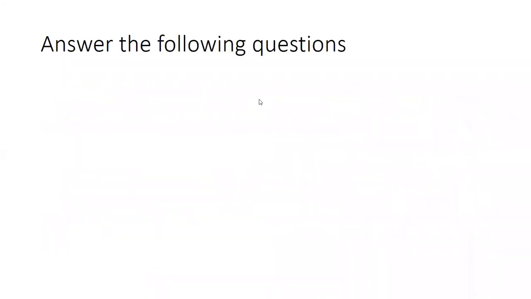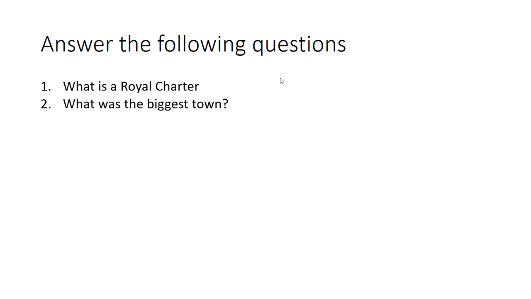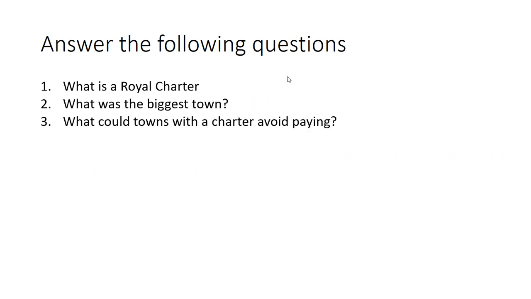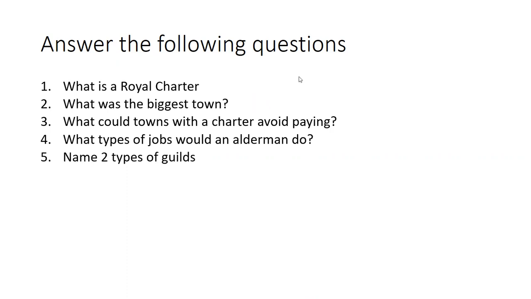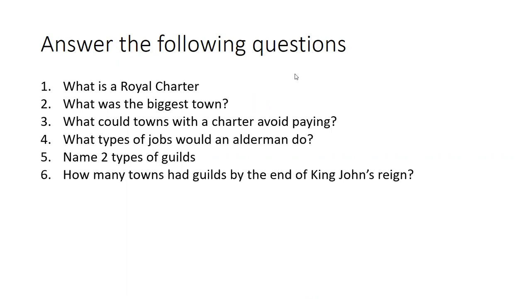Now, here are some questions based on the last few slides that you can answer if you pause the video. What is the Royal Charter? What was the biggest town? What could towns with a charter avoid paying? What types of jobs would an alderman do? Name 2 types of guilds. How many towns had guilds by the end of King John's reign?